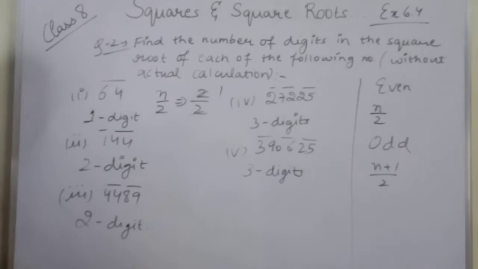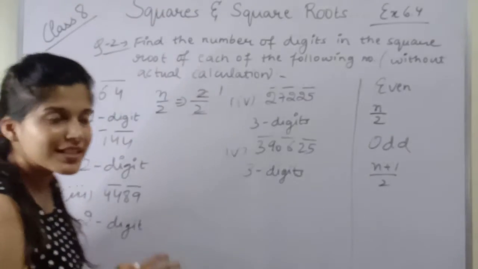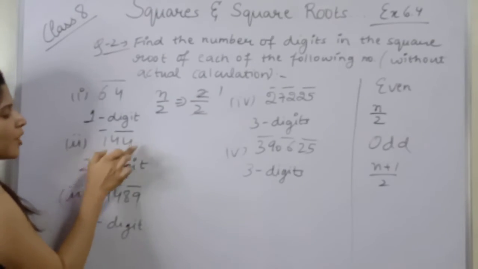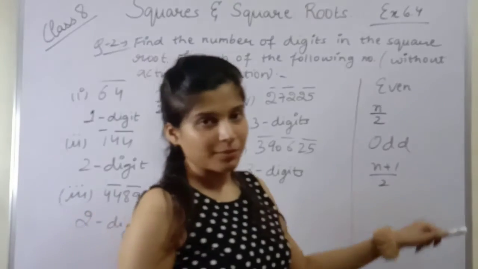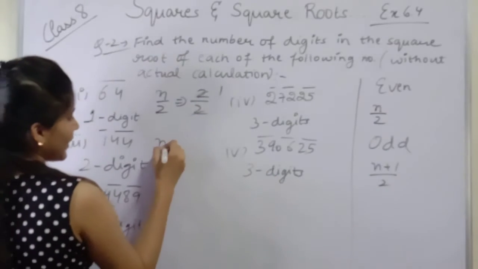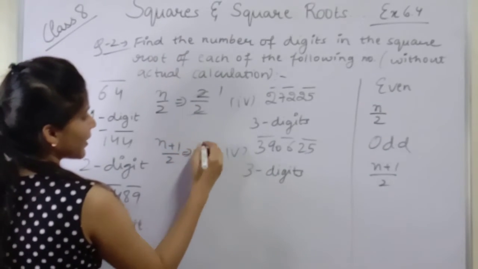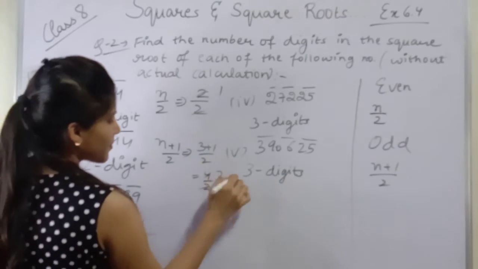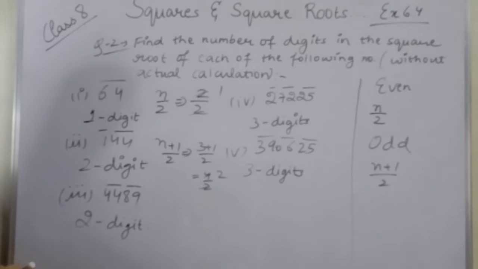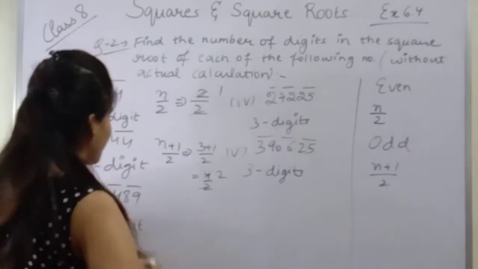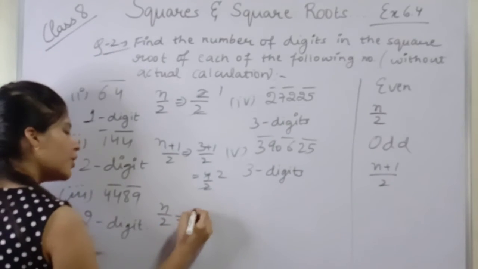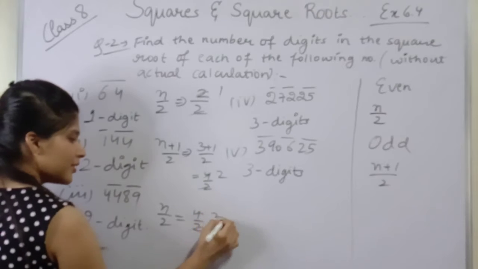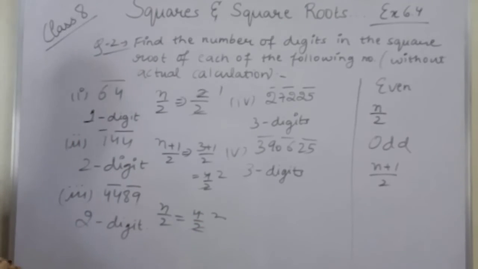Let's come to the second part. It is 144. Now how many digits are there in it, children? 1, 2, 3. Now 3 is an odd number. So here we will apply this formula n plus 1 by 2, which will give us 3 plus 1 by 2. So 4 by 2, which will give us 2 digits. Okay. Now third part we have 1, 2, 3, 4. 4 is an even number. So n by 2. 4 by 2. 4 by 2 is 2. So 2 digits. Okay.